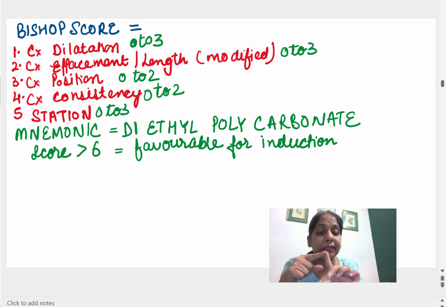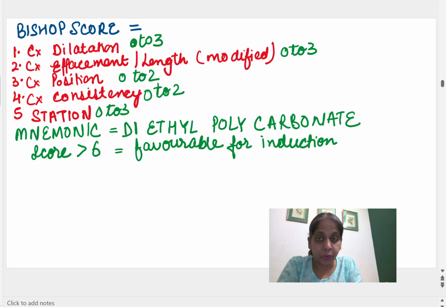Once again, dilatation, effacement, dilatation and effacement, and then the third point is position, whether the cervix is anterior, posterior or in the center. And the fourth point is consistency, whether it is hard, medium consistency or soft consistency. Soft consistency is in favor of delivery, right? So the fifth point is fetal head station. It is not about the cervix. Okay, it is not about the cervix, it is about the fetal head.